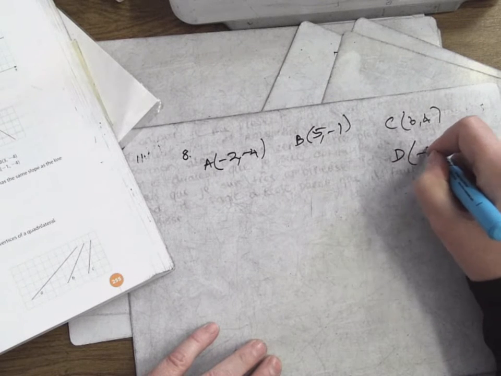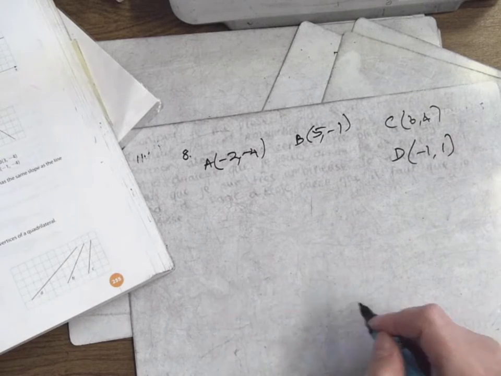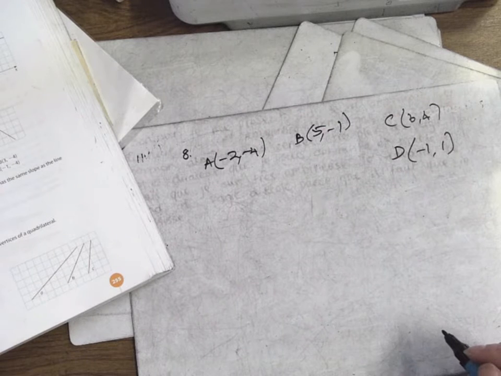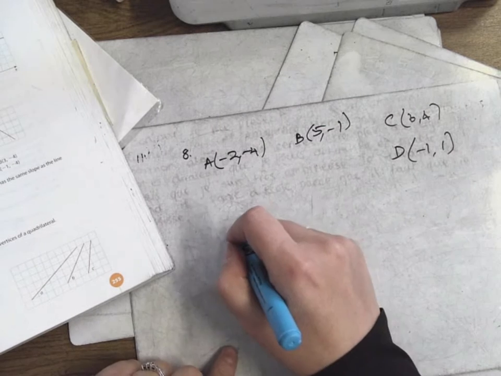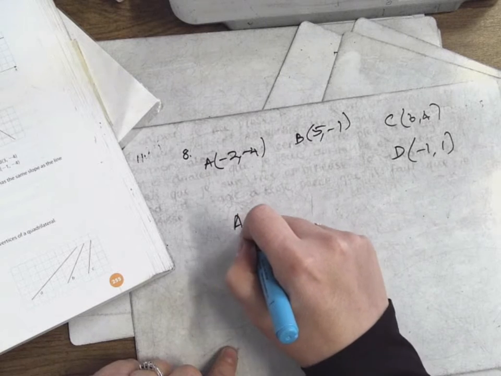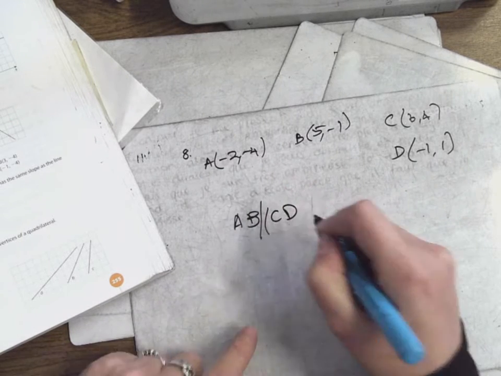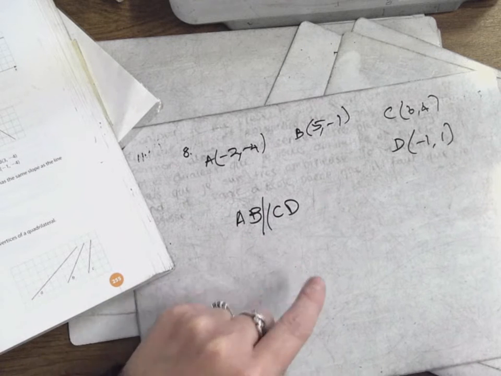And D is minus 1, 1. Right, it says draw a rough sketch. Were you all able to draw it? Anyone need it drawn? Okay, good. Right, then it says show AB, 2 straight lines, CD. What does 2 straight lines mean? Parallel. So how do you show lines are parallel?